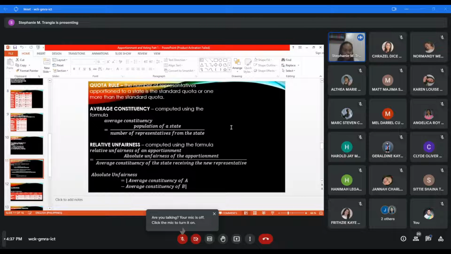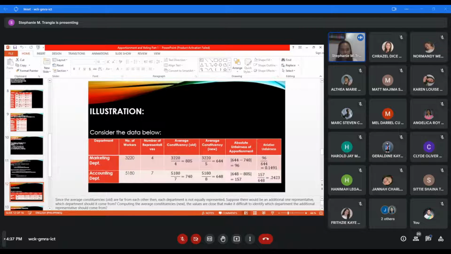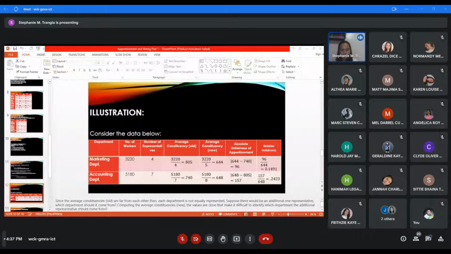Next, we have relative unfairness. This is computed using the formula: relative unfairness of an apportionment is equal to the absolute unfairness of the apportionment over the average constituency of the state receiving the new representative. And absolute unfairness is equal to the absolute difference of the average constituency of A minus the average constituency of B. Now, to illustrate the method, let us have this example.